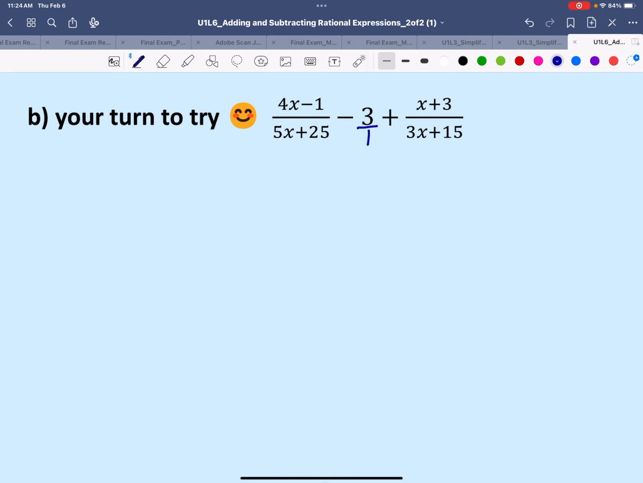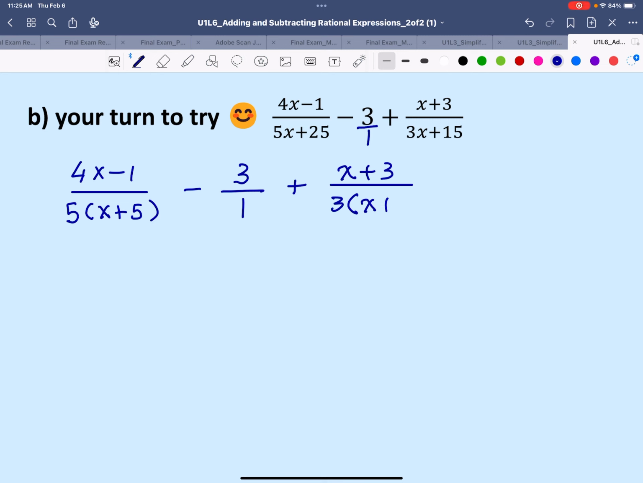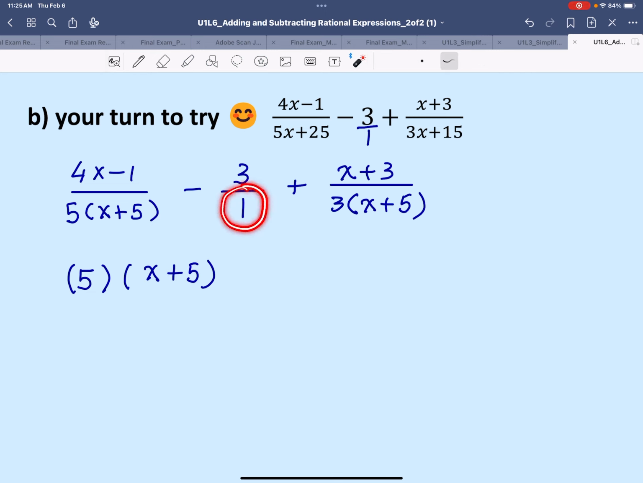So let's get started with finding the lowest common denominator, and for this we need to factor all the denominators. So let's see. So we have 5 and then x plus 5, and then minus 3 divided by 1 plus x plus 3 divided by 3x plus 5. I think I'm ready to state or to find my lowest common denominator. So I will start with the factors of the first denominator, which are 5 and x plus 5. The next one has only denominator 1. The next one has 3 and x plus 5.